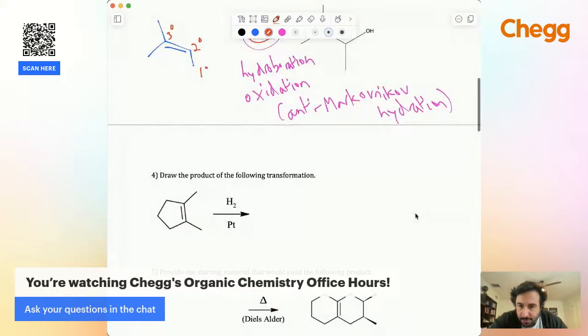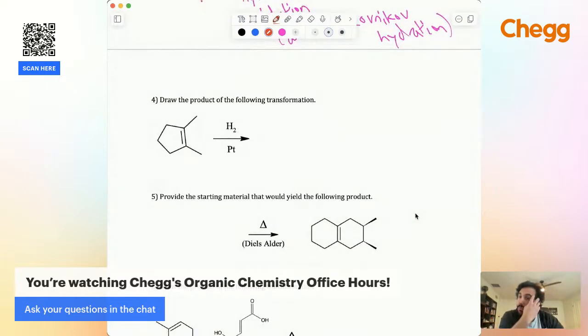Okay, let's do the next one. Draw the product of the following transformation. So we have this cycloalkene, and we're doing hydrogenation over platinum metal. So this is hydrogenation. And if we're doing this over platinum metal, this is going to be a syn hydrogenation, because this is an example of heterogeneous catalysis.